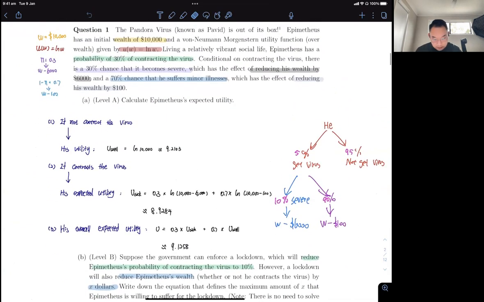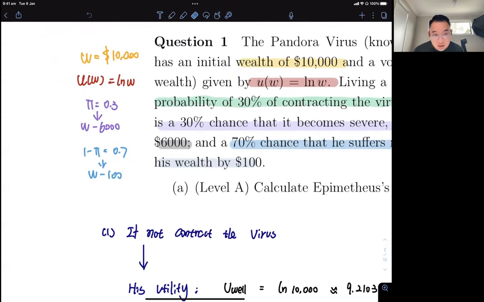He has a 5% chance to get the virus, and therefore a 95% chance of not getting the virus. Conditional on getting the virus, there's a 30% chance this is severe, and a 70% chance this is not severe. So we know our wealth W equals 10,000, and the utility function is ln W.